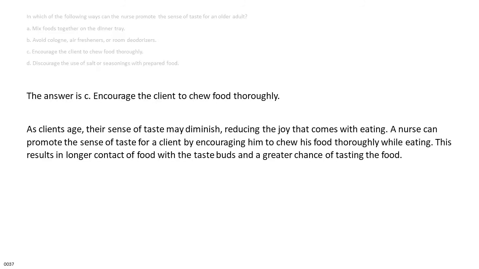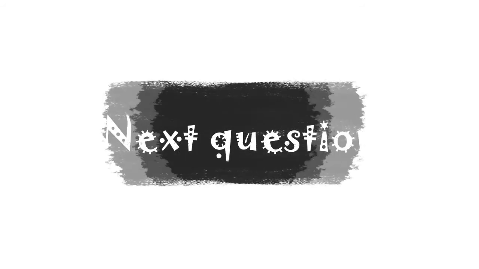The answer is C. Encourage the client to chew food thoroughly. As clients age, their sense of taste may diminish, reducing the joy that comes with eating. A nurse can promote the sense of taste for a client by encouraging him to chew his food thoroughly while eating. This results in longer contact of food with the taste buds and a greater chance of tasting the food.